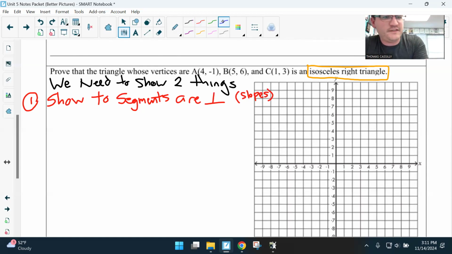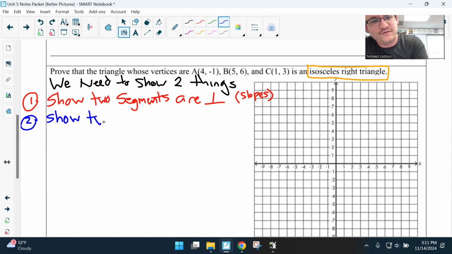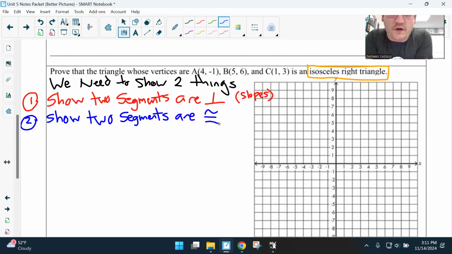The second thing we need to show, wow, I used the wrong two. That's embarrassing. How about this? Show two segments are congruent. All right, so two things. Let's see if we can do it.